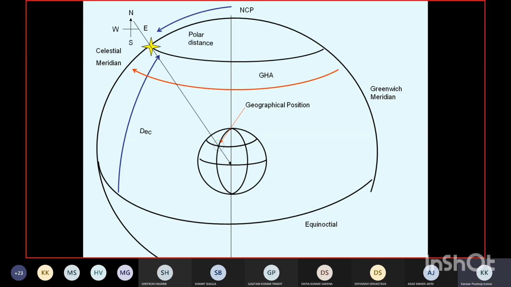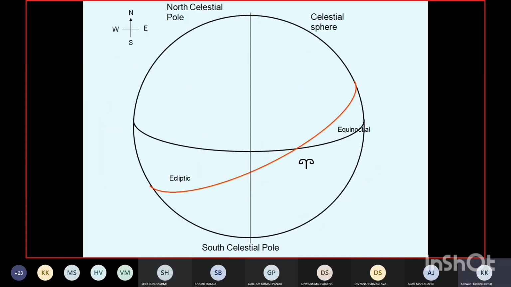When we do the PZX triangle, it will be very important for us to understand all this. You must have already started doing it in the great circle. P is the pole, X is the star body, and what is Z? Zenith. Very good. PZX triangle. So declination, 90 minus declination is the polar distance. Let's move on.